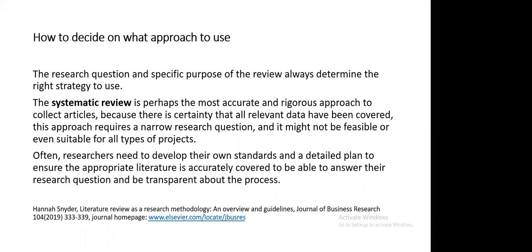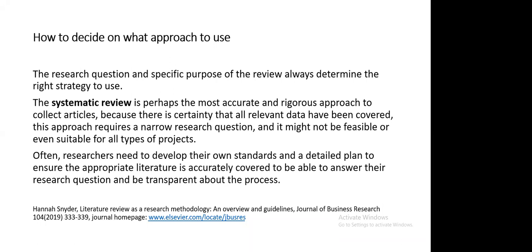The question then is how to decide what approach to use. The research question and specific purpose of the review always determine the right strategy to use. From my point of view, and I also use the presentation of Hannah Snyder for help, the systematic review is perhaps the most accurate and rigorous approach to collect articles, because there is certainty that all relevant data have been covered. This approach requires a narrow research question.